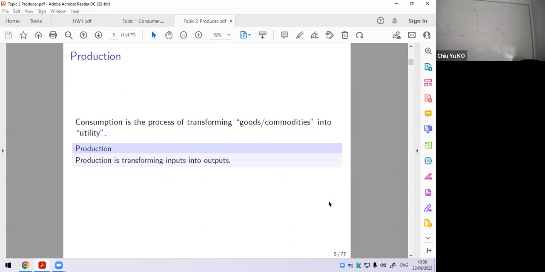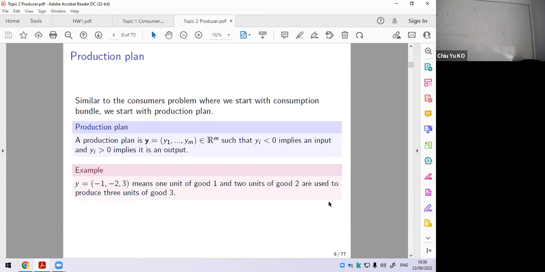And what's production? We can define it in the following way: transforming input to output. And consumer, if you think in this way, just changes the output or commodity into utility. So that is how we define production. It's a function, or correspondence, or multi-value function, that transforms one to the other. So we start with the consumption plan, the consumption bundle, the same idea. We have the production plan. But this is a little bit more complicated than the consumer.